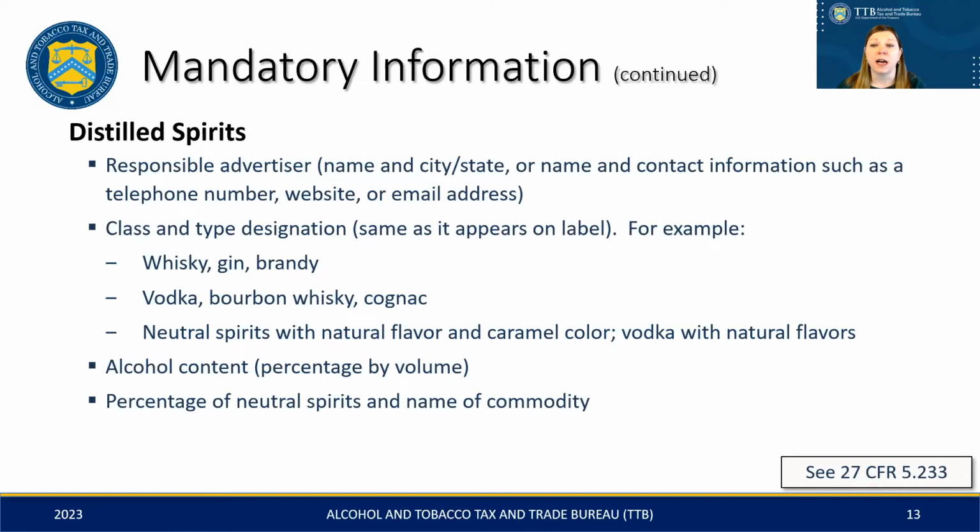As with wine, the class and type or distinctive designation must appear on the advertisement the same way it appears on the approved label. For distilled spirits, you must also include the alcohol content of the product as a percentage of alcohol by volume. Proof may also be included, but it is not required. And in certain cases, other than liqueurs, cordials, and specialties, you must include the percentage of neutral spirits, if used, and the name of the commodity from which the spirits were derived. If the percentage of neutral spirits and a commodity statement is required on the label of the product, it is also required in the advertisement.